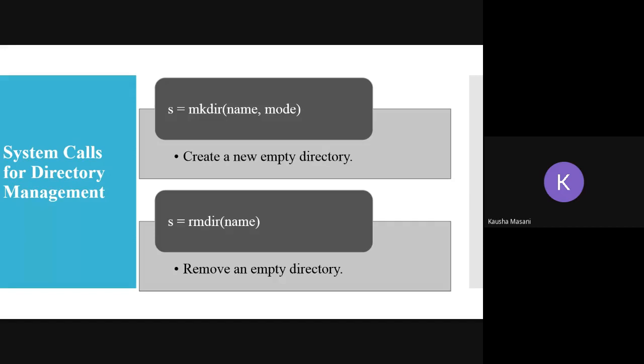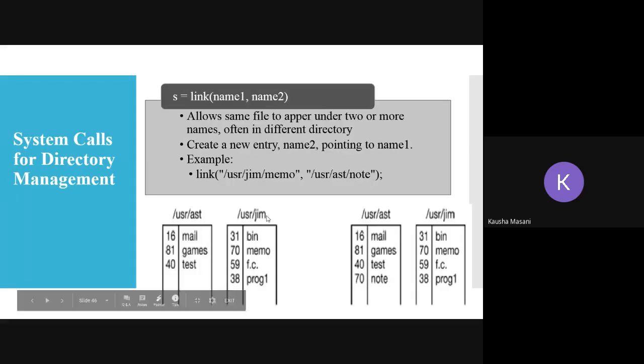Fine. Then there is another system call, rmdir, that is for removing a directory. If you want to simply remove an empty directory, you can remove it by just providing the name. Rmdir, and inside the bracket, the name of the directory which you want to remove. So it is going to remove your directory. Now, suppose you want to link two files into different directories. Then there is a link system call, where name one and name two are the names of the files that you want to link.